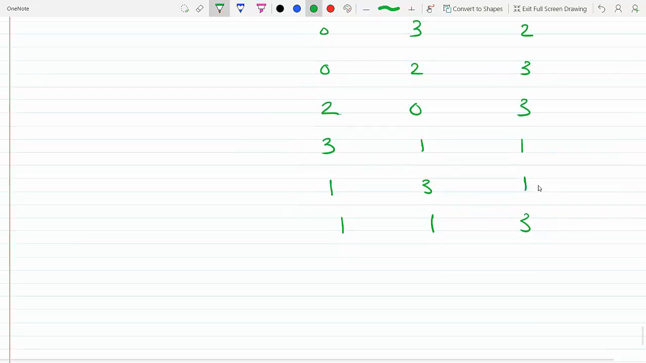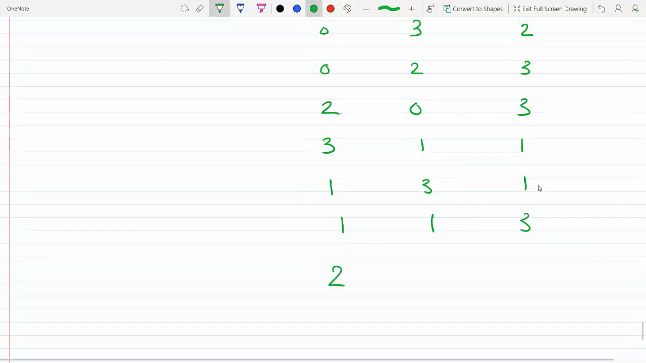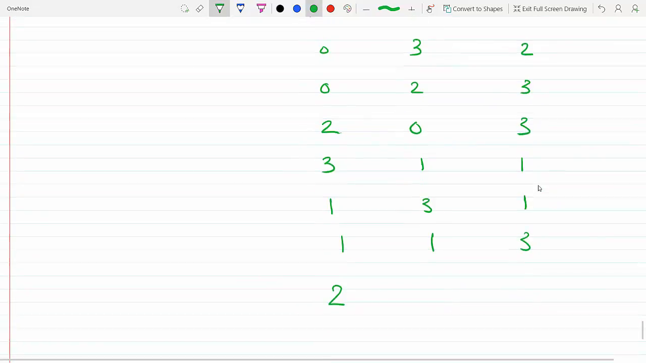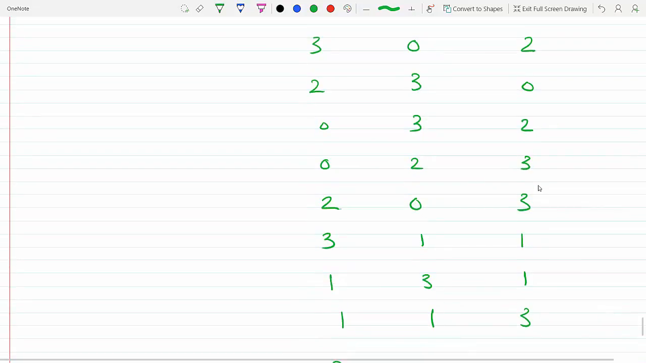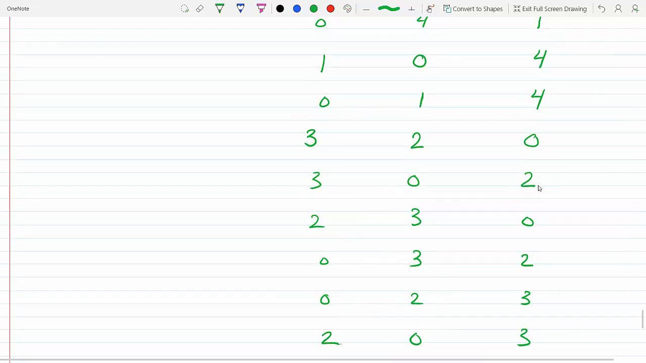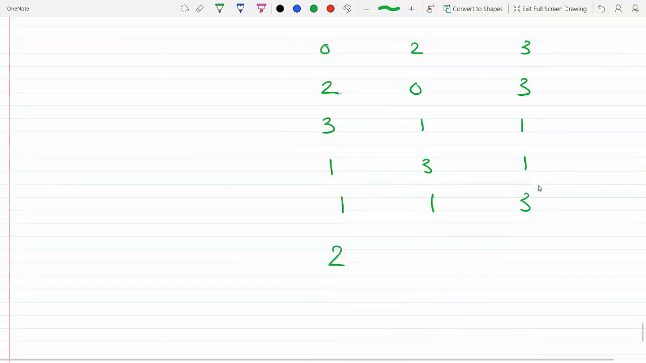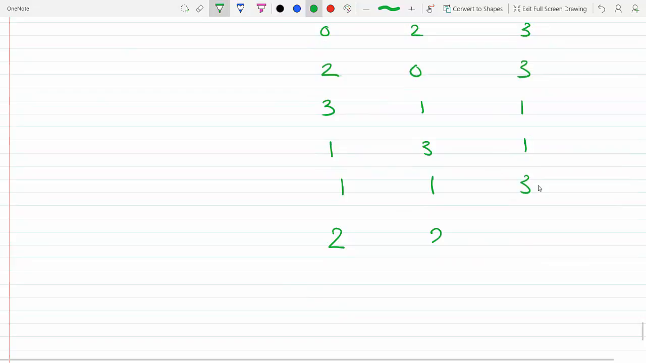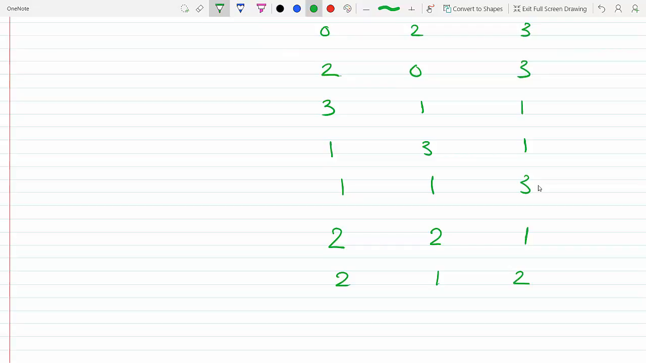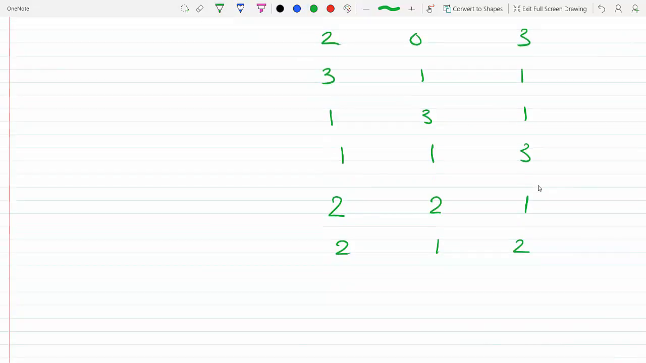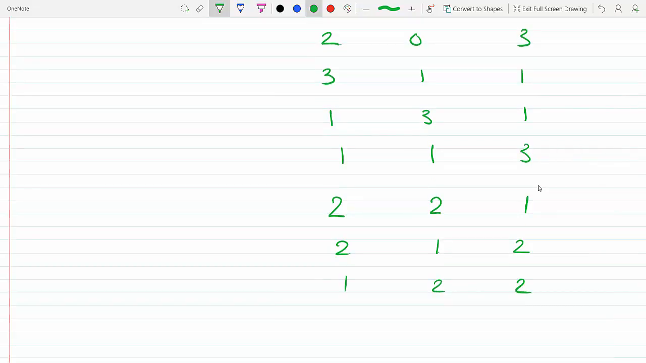Alright, and now we'll go down to 2. So if the first one is 2, now we've already exhausted the options. Now we start running backwards, so we have to watch for repetitions because we've already done the 2 0 3. But we didn't do the 2 2 1. So now the first one could be 2 2 1, or of course 2 1 2, right? And then the 2's could be here, and this one can take a 1. Okay, so that's 1 2 2.